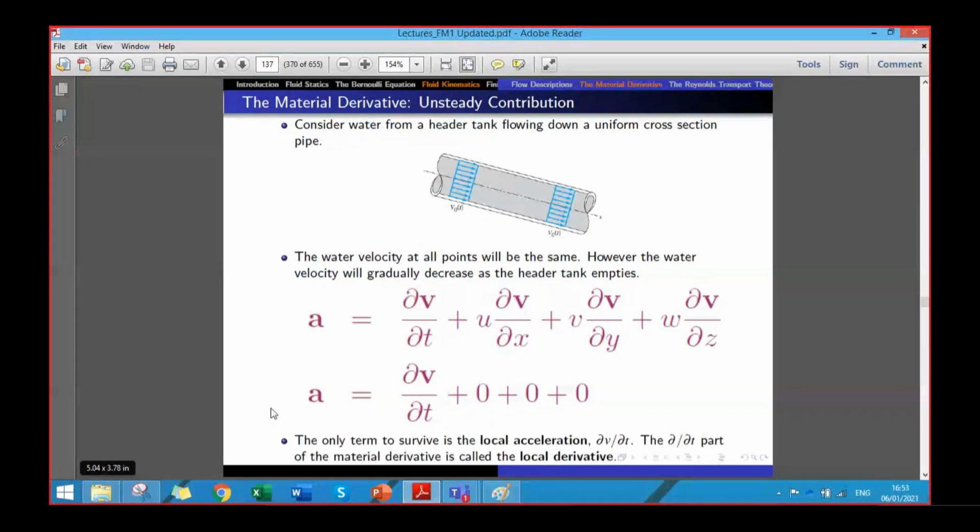So the only term is the local one. This acceleration is called the local acceleration, and the derivative is called the local derivative, or the temporal acceleration, or the unsteady acceleration. These are all names for this type of acceleration.